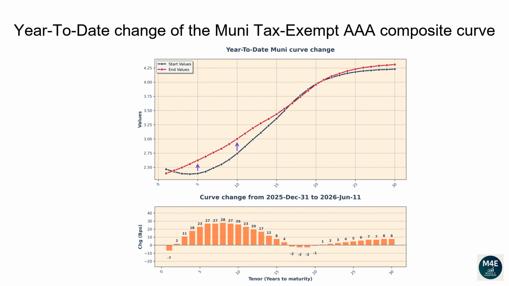The 1-year tenor changed -7 basis points. The 2-year tenor changed 2 basis points. The 5-year tenor changed 23 basis points. The 10-year tenor changed 26 basis points. The 20-year tenor changed -1 basis points. The 30-year tenor changed 8 basis points.